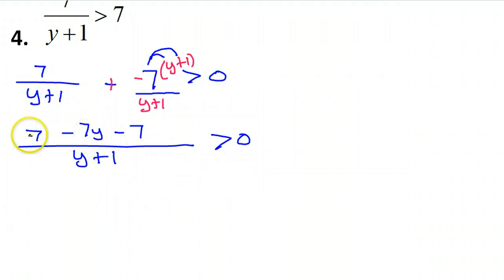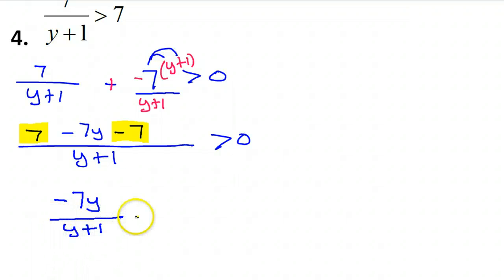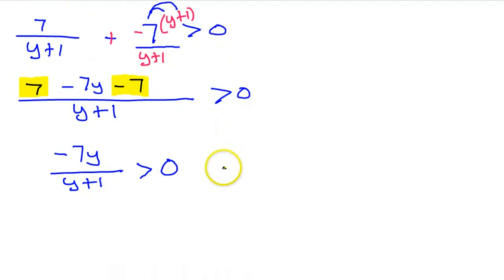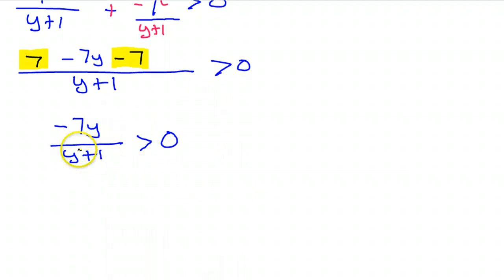Now, notice here I have a 7 and a negative 7. Those are just going to cancel each other out. Okay, because they're opposites. So that's going to leave me with negative 7y over y plus 1. Not too shabby. And no, I cannot cancel out these y's. This is connected by addition. Leave it alone. So that's as simplified as we can get.